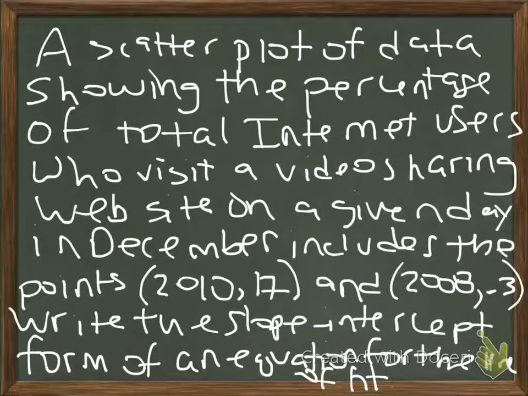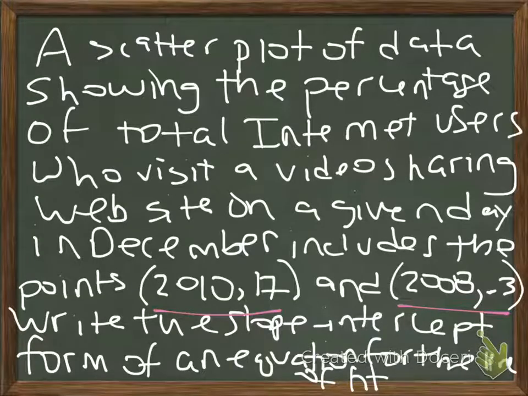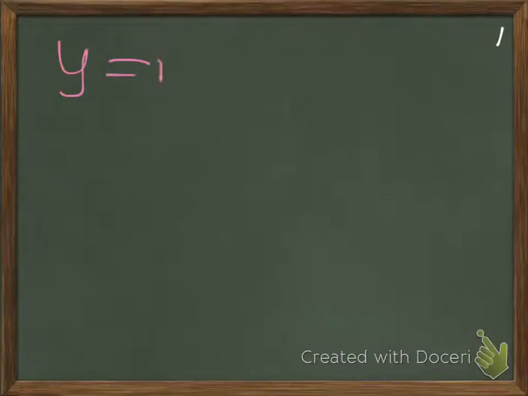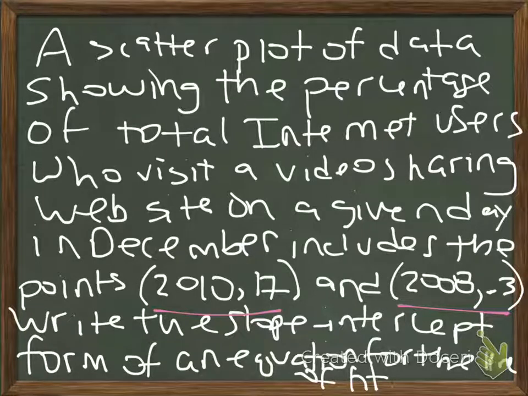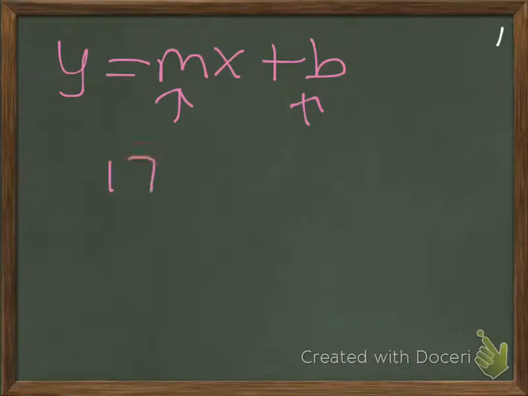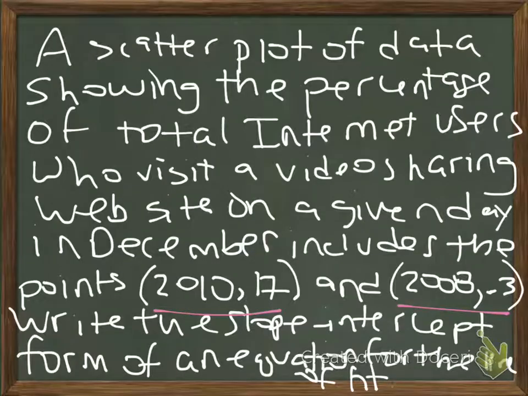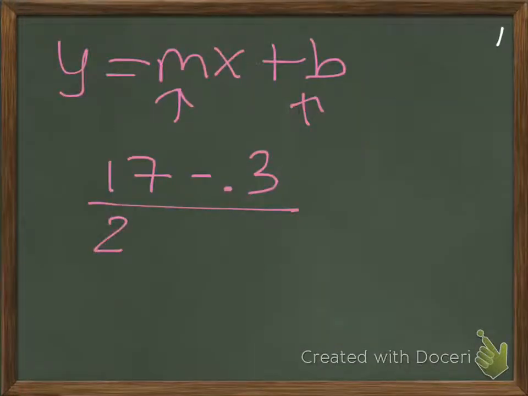Here we're given data for a scatter plot. We're given 2 points. We need to write the slope-intercept form of the equation. So slope-intercept form, y equals mx plus b. We need to fill in our m and our b. So slope is subtracting the y's over the x's. This is going to be 17 and 0.3. That's our y's, over our x's, 2010 minus 2008.